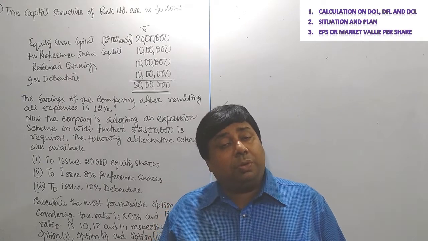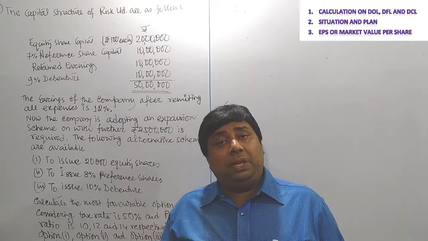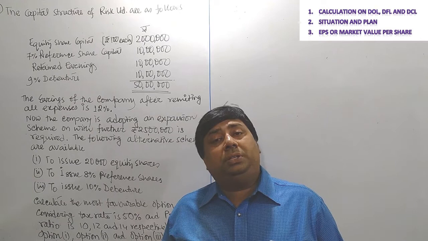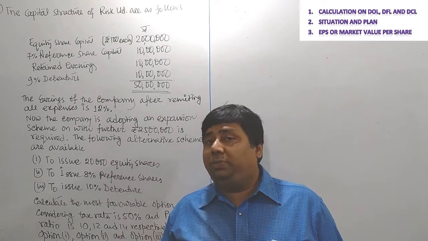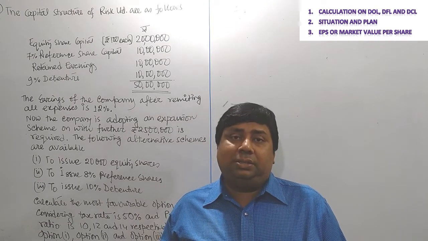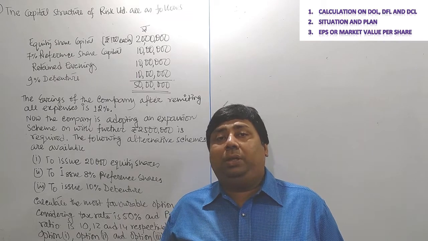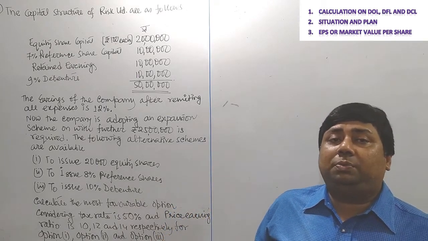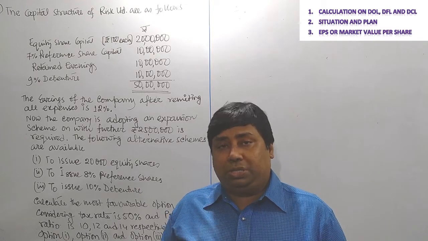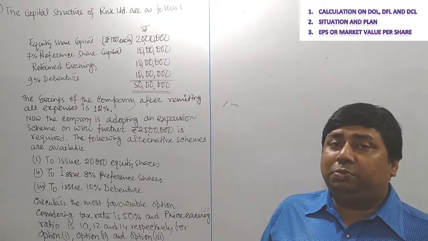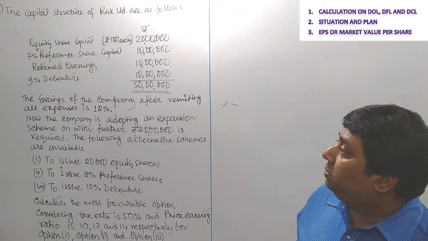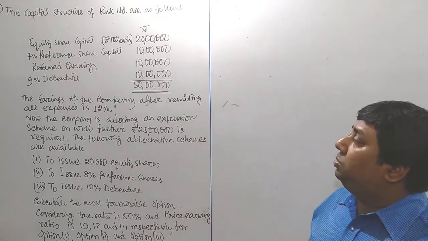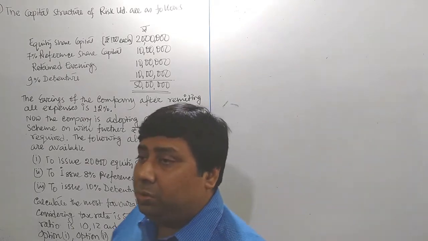The thumb rule is what? You have to select the project which has a low operating leverage and high or moderate financial leverage. Next, there is this type of question where we are going to calculate earning per share, and based on earning per share, we have to select a particular project. Sometimes it is based on market value per share also. Now, these are the questions. Let me go through the question.